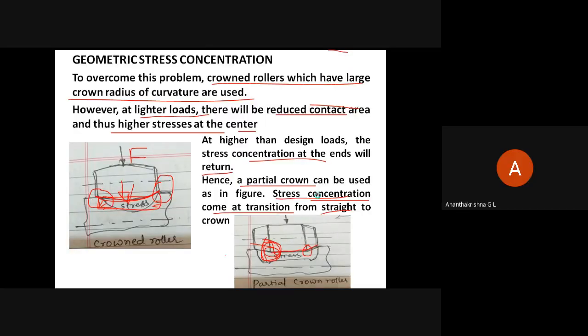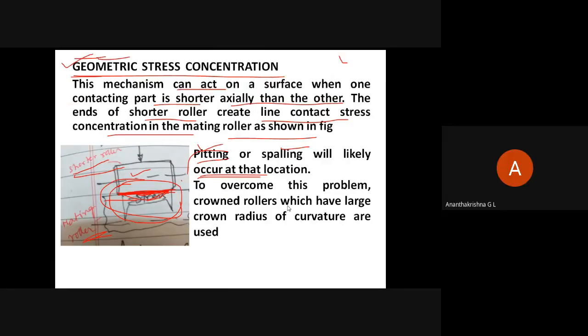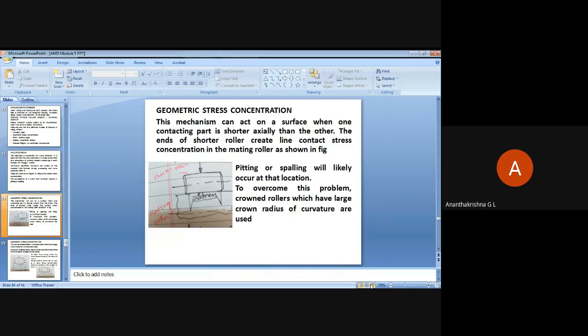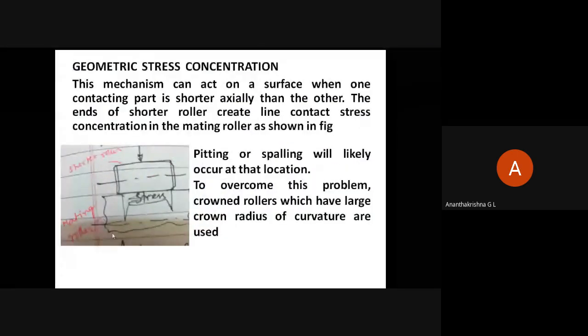Are you there? Yes, sir. Please note down the sketch. This is rolling contact. Please note down only the sketch, nothing else. Zero roller, stress, mating roller. This is a shorter roller.